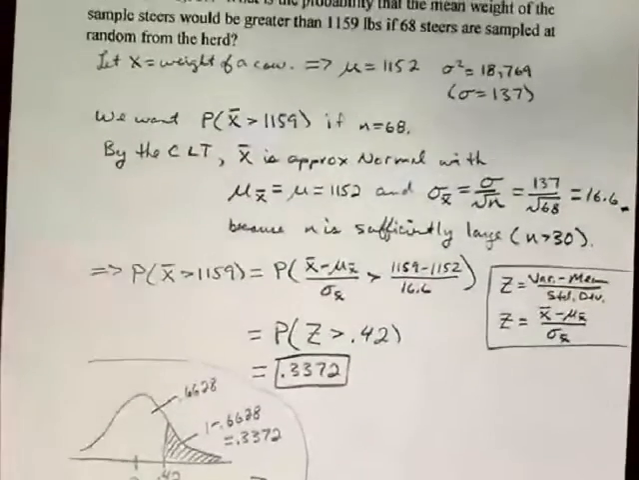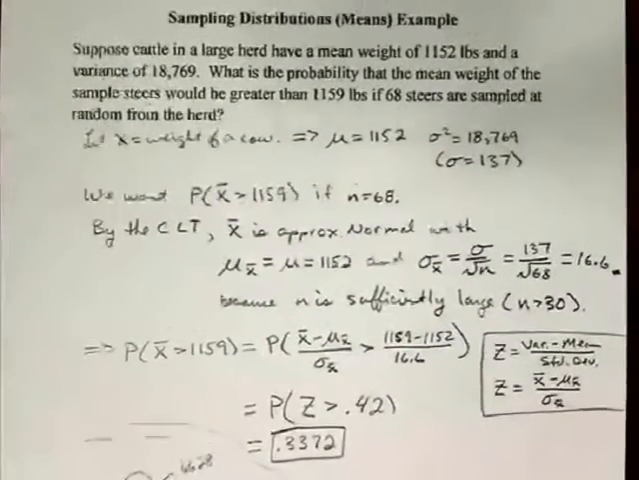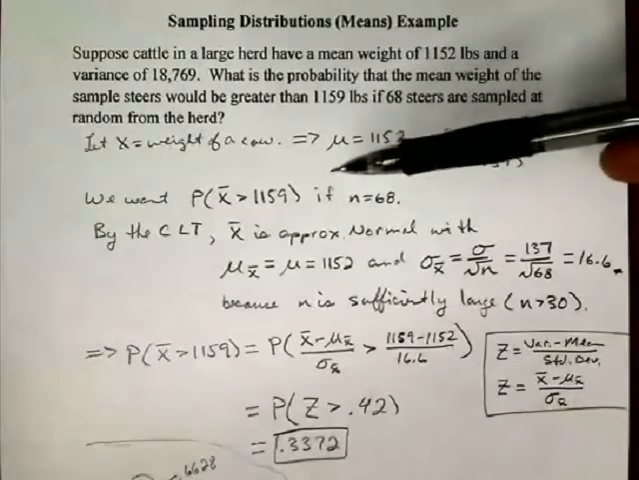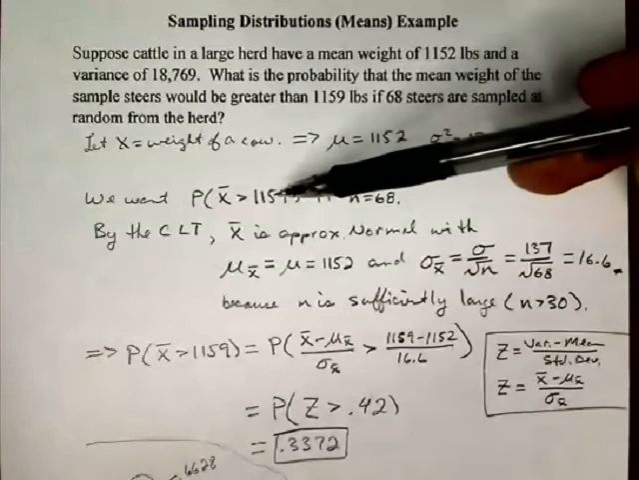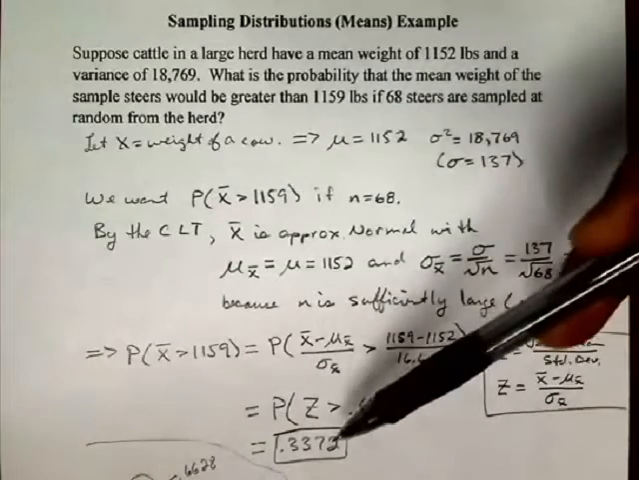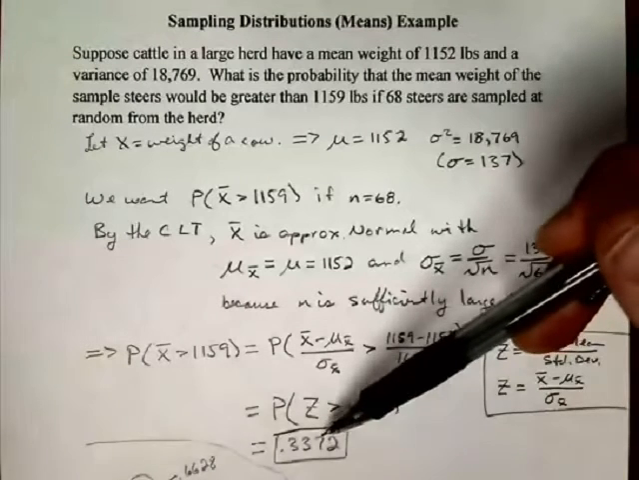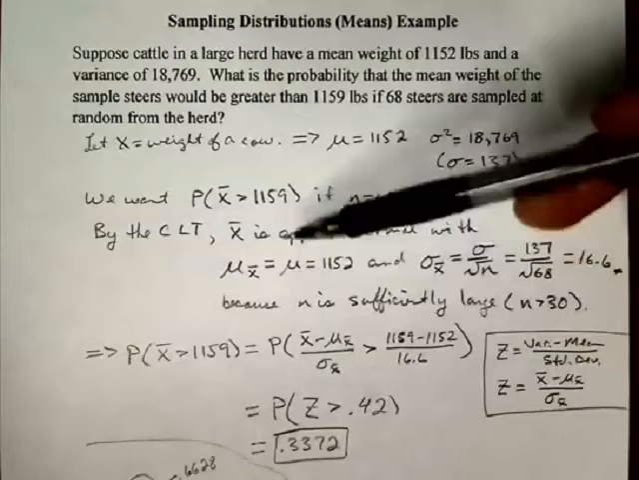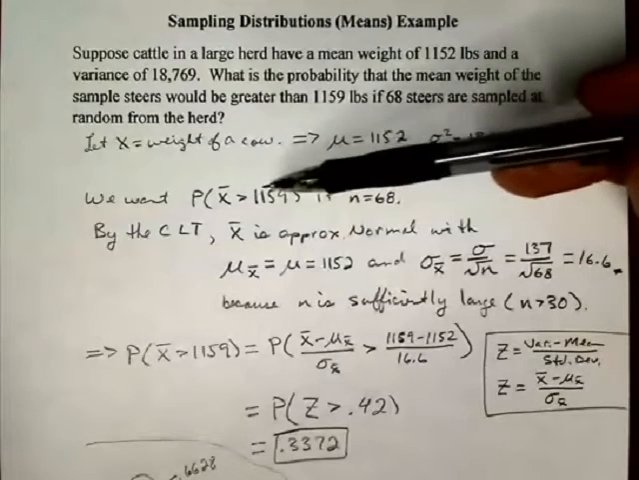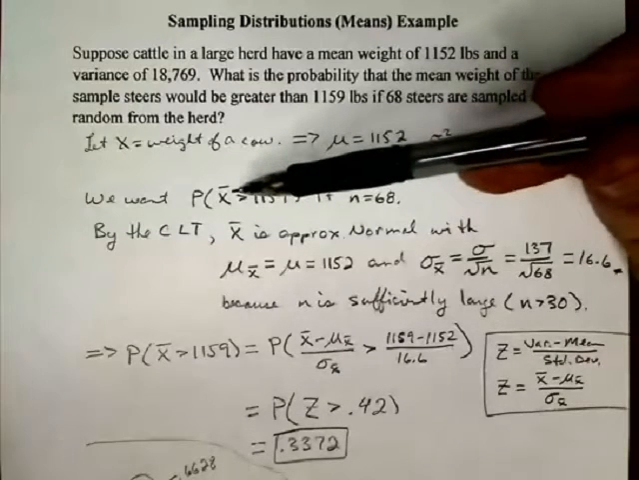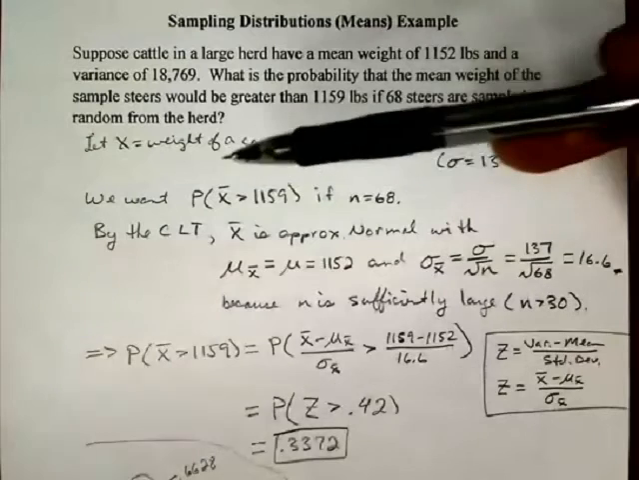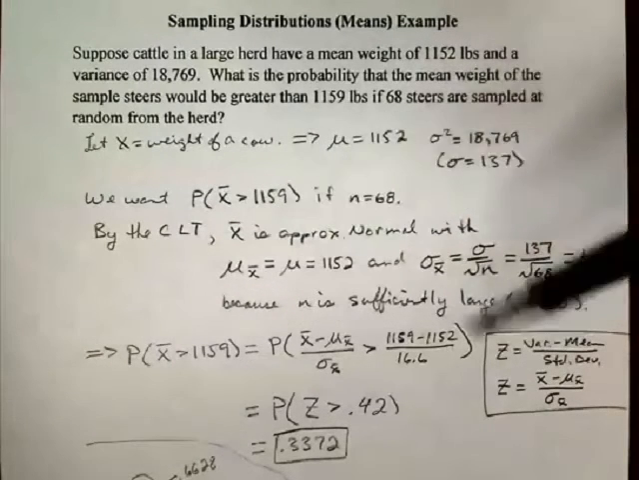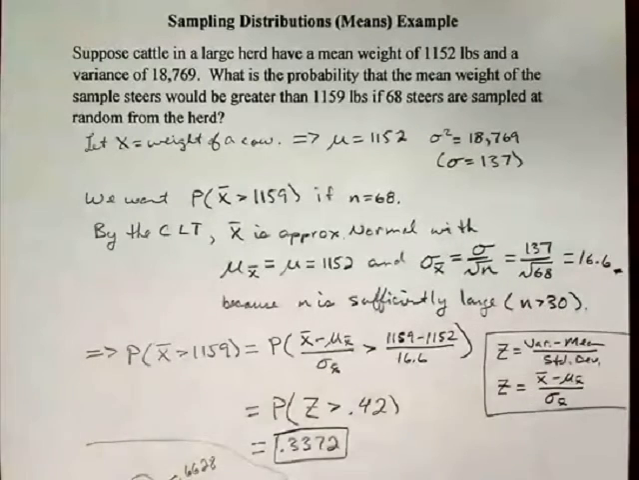But looking back at this problem, the question was, if we were to go out and take 68 steers, what's the chance the average weight of those 68 is greater than 1,159 pounds? Well, that chance is a little bit over a third. Okay, so pretty good chance here of this event happening. And in order to compute this probability, we had to know the distribution of x bar. Well, the central limit theorem tells me that x bar is approximately normal with these parameters here.